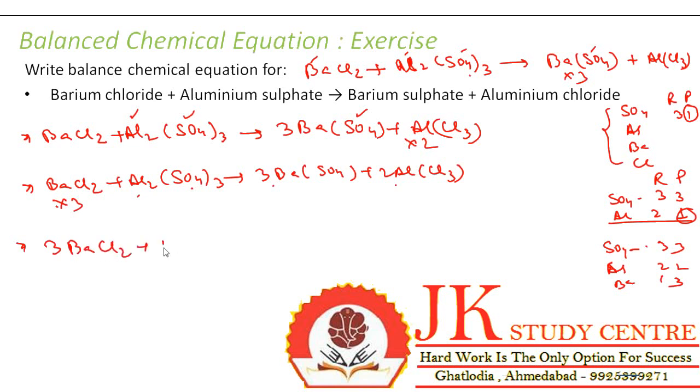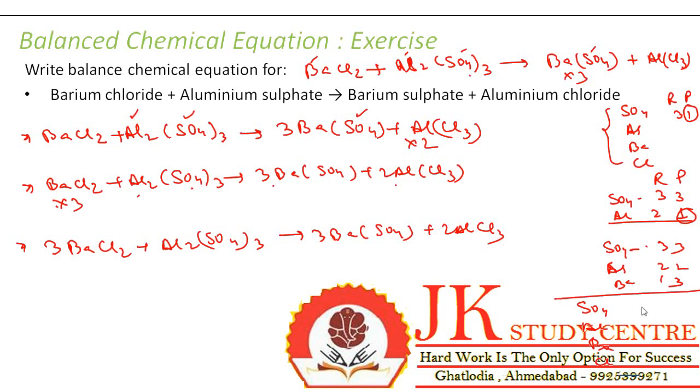So what you get is 3BaCl2 plus Al2(SO4)3 is equal to 3 barium sulfate plus 2 AlCl3. Now let's again check. So we have SO4, Al, Ba and Cl. Correct? This is my reactant, this is my product.